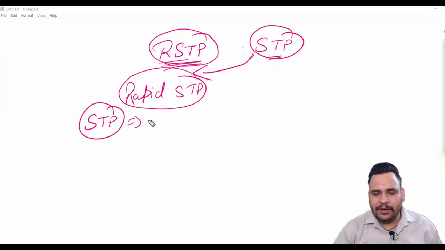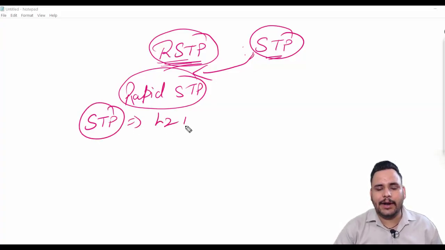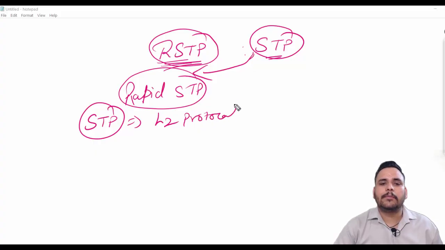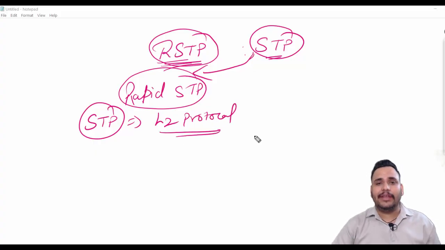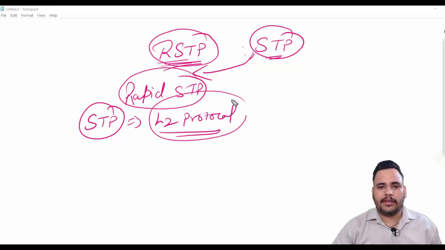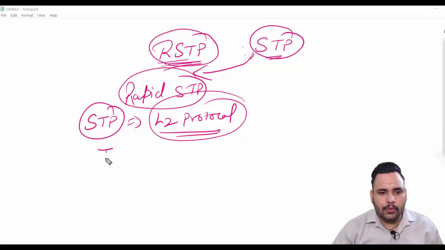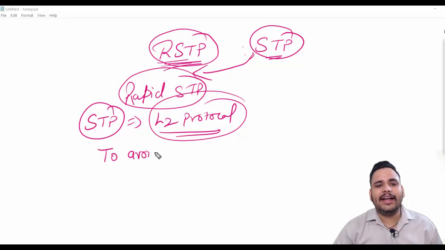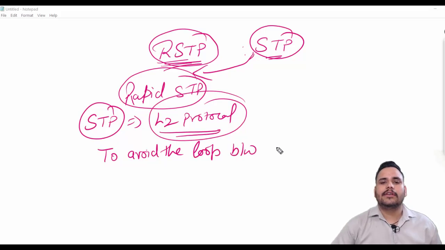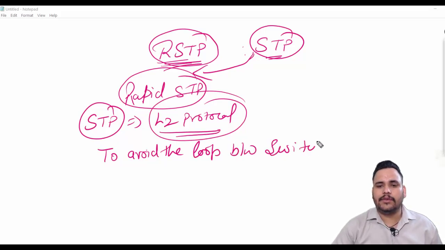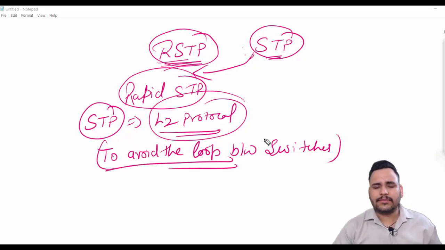First of all, we need to understand what STP is. Spanning Tree Protocol is a layer 2 protocol which is enabled by default between the switches. What is the work of STP? It is used to avoid loops between switches. So how is a loop made between switches?